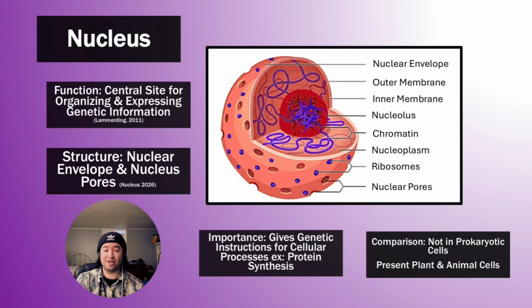This organelle is present in plant and animal cells, but is not found in bacteria cells. Instead, genetic information in bacteria is just free floating in the cytoplasm and is exposed to the outside substances and materials that will enter the bacteria cell. And that region is called the nucleoid.